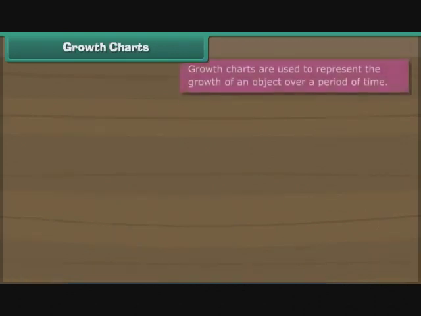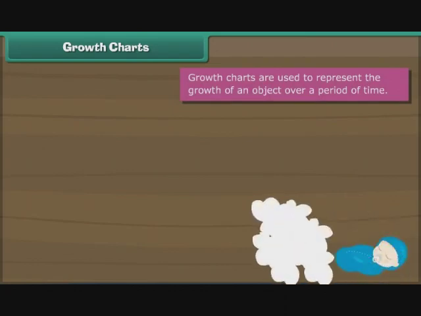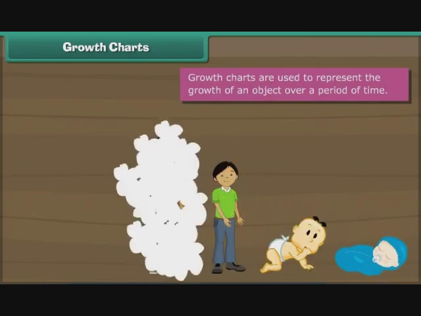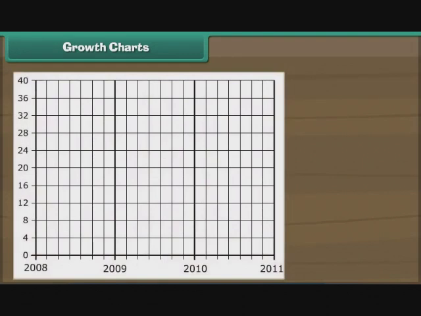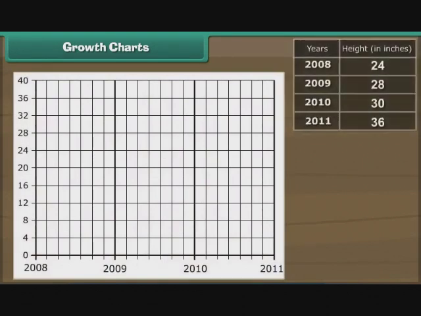Growth charts. Growth charts are used to represent the growth of an object over a period of time. Let us now trace the growth of Ravi over the past 3 years. We represent height vertically and years horizontally. In 2008, Ravi was 24 inches tall. Next year, he was 28 inches tall. In 2010, he grew to 30 inches. In 2011, he measured 36 inches. The growth chart of Ravi is ready.